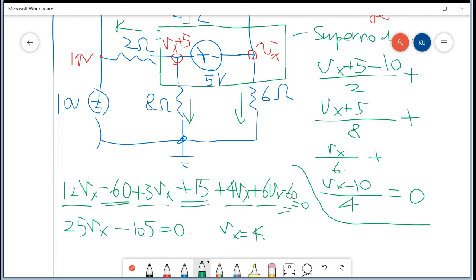Let me see. 5 over 25 is 0.2, so 4.2 volts. So this one will be 4.2 volts, and this one will be 9.2 volts.